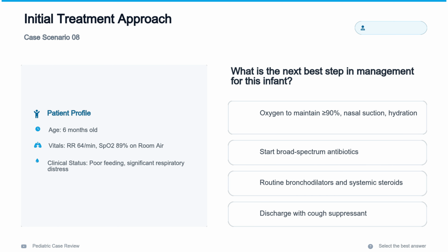Case Scenario 8. A 6-month-old infant has respiratory rate of 64 breaths per minute, oxygen saturation 89% on room air, and poor feeding. What is the next best step? Option A, oxygen to maintain saturation greater than or equal to 90%, nasal suction, and hydration. Option B, start broad-spectrum antibiotics. Option C, routine bronchodilators and systemic steroids. Option D, discharge with cough suppressant.